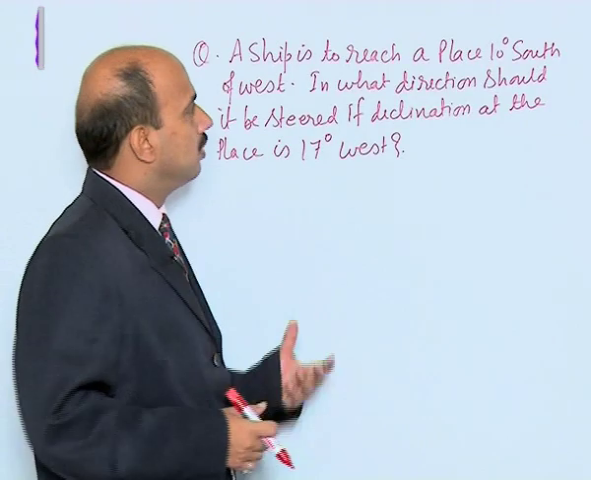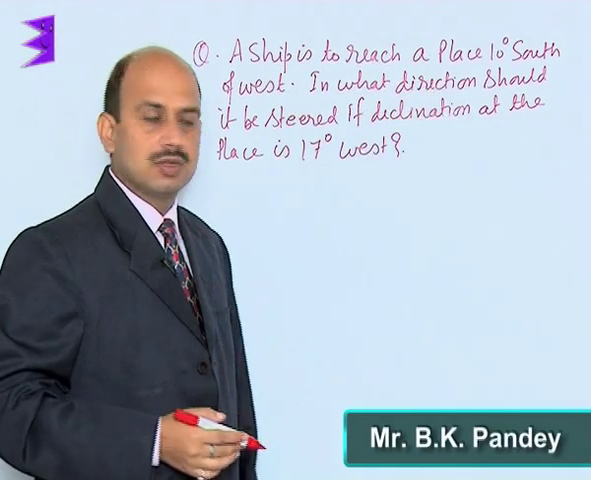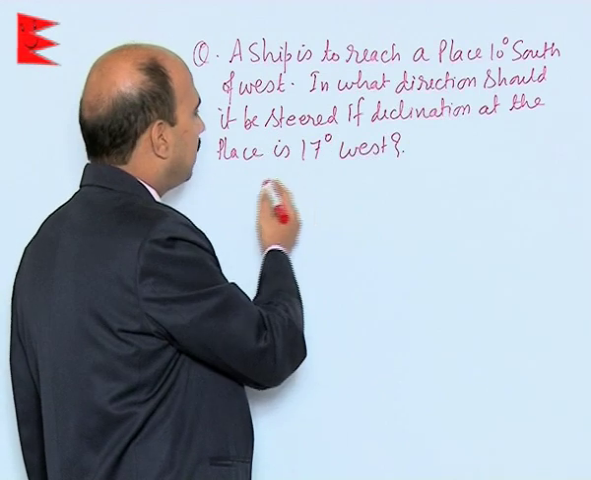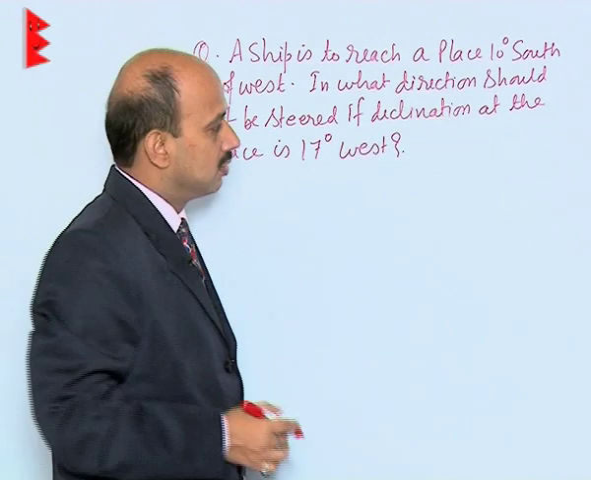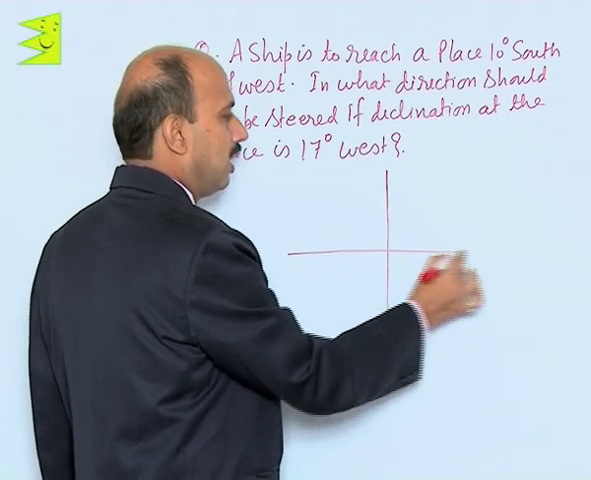Now, see in this numerical, a ship is to reach a place 10 degrees south of west. In what direction should it be steered if the declination at the place is 17 degrees west? So, now see, first you draw the diagram here or show all the directions.